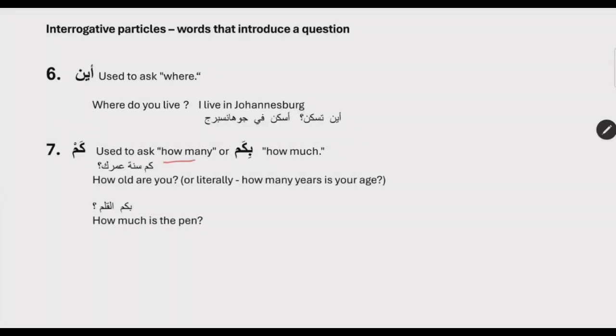You want to count something or give a number as an answer, and "bikam" is also how much in terms of money when you're counting. Like if you want to ask the price of something, you use "bikam."